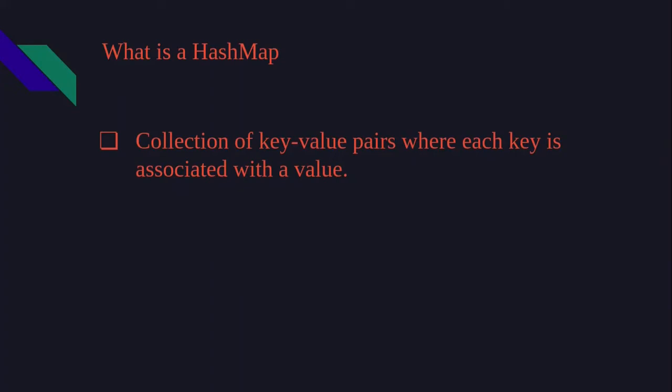A hash map is a collection of key value pairs where each key is associated with a value. Take this for example, right? You have a list of students and their age. The names of the students, we can refer to them as the key, and then if you provide the name of the student, you expect to get their age, right? Let's look at the syntax.